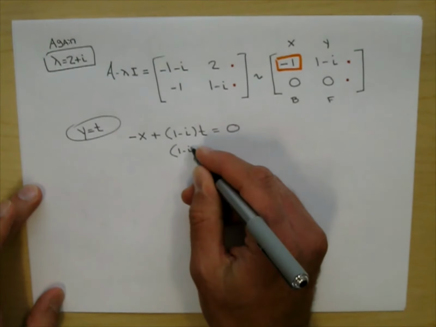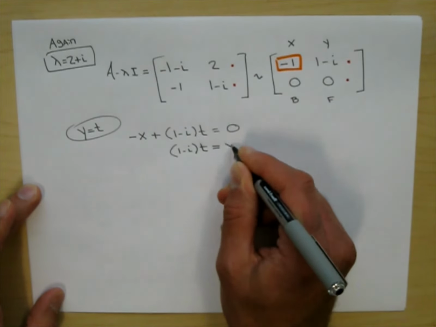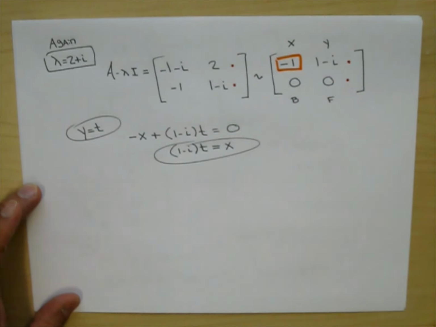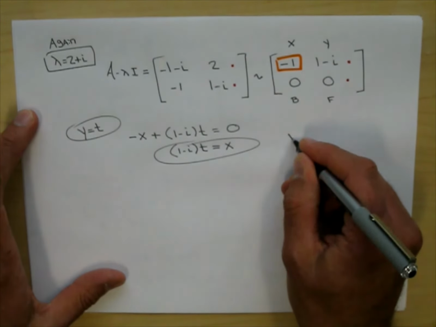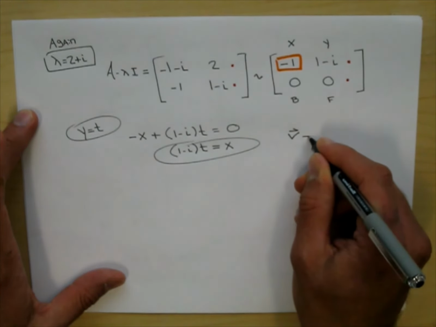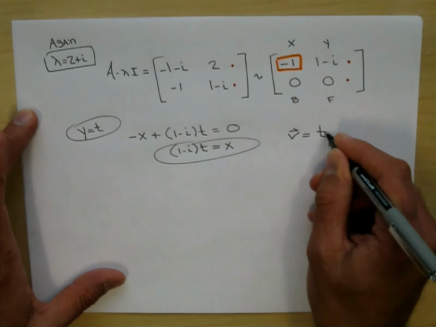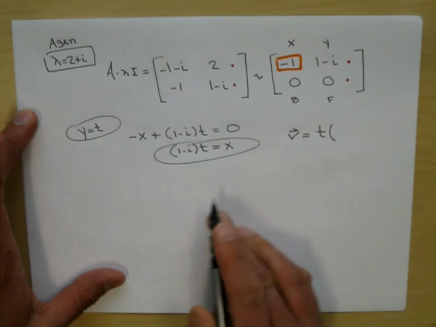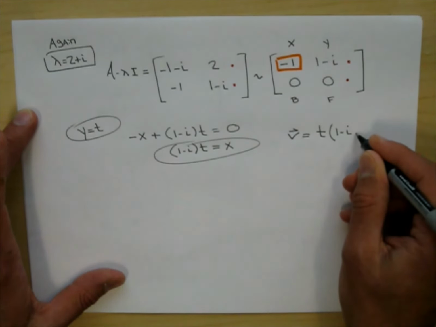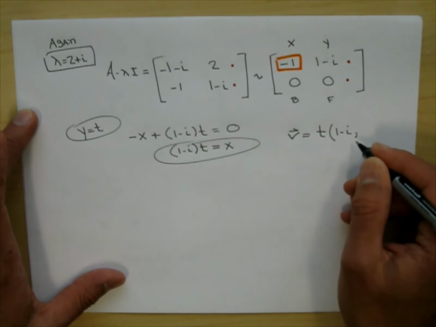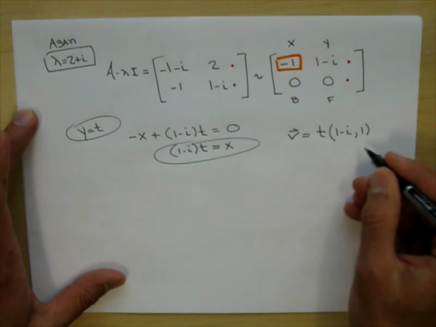I'm bringing the x to the other side, so I have 1 minus i times t equals x. And look, I've got my x. So it looks like my answer for my eigenvectors is this. They look like this. v is t times the vector 1 minus i, comma, and then the other one is 1, where t does not equal 0.